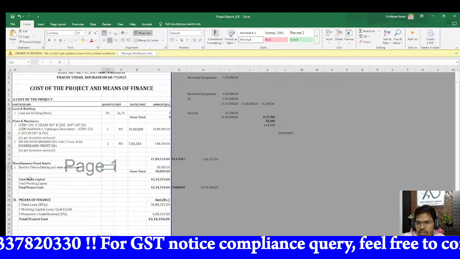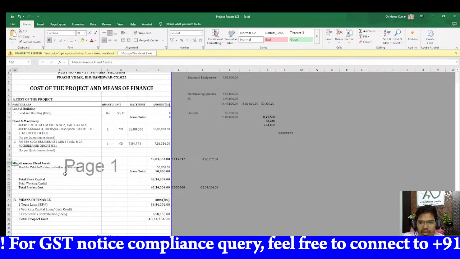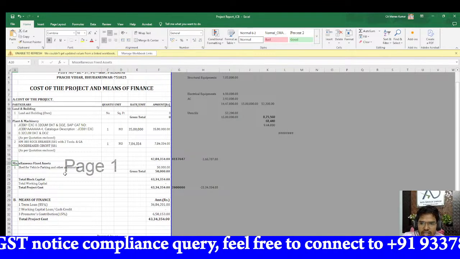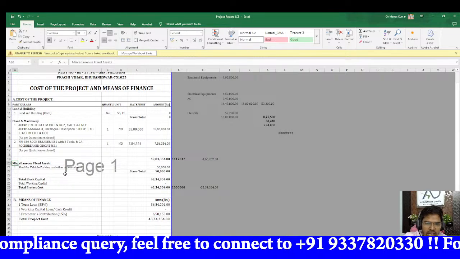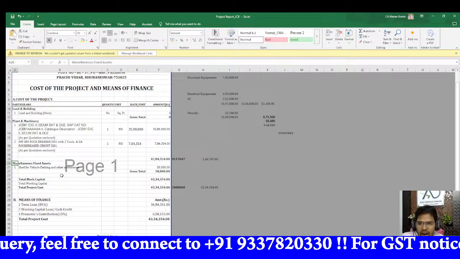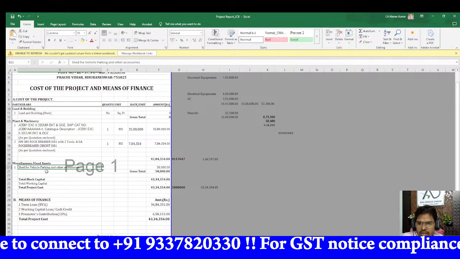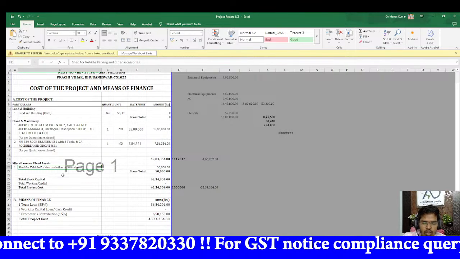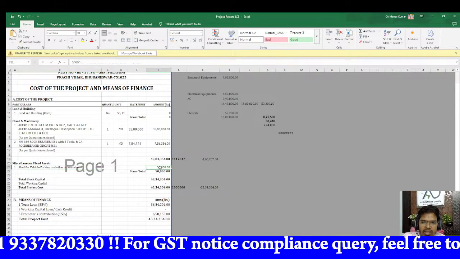Next thing is the miscellaneous fixed asset. It means if you keep your vehicle outside, it may deteriorate the quality of your fixed assets, so it may require a shed. So I arbitrarily put an additional asset, that is the shed for vehicle parking and other accessories, whatever spare parts you have to keep. I think the cost will be 50,000.